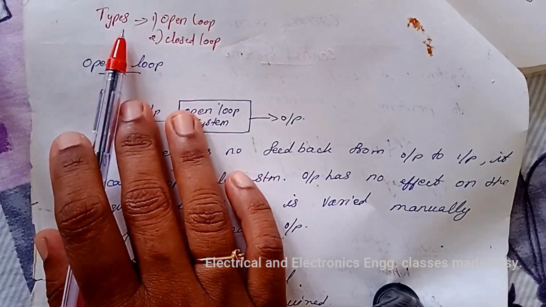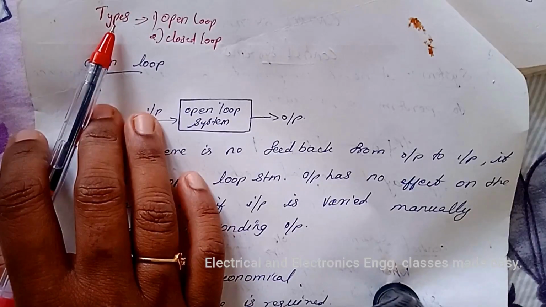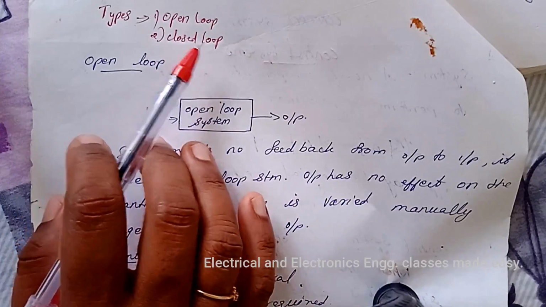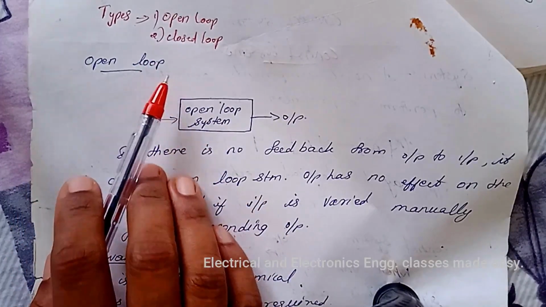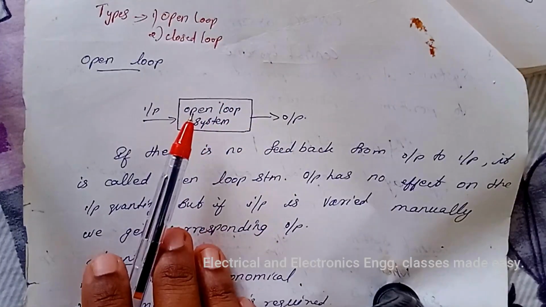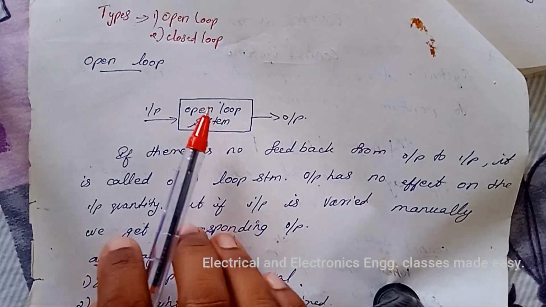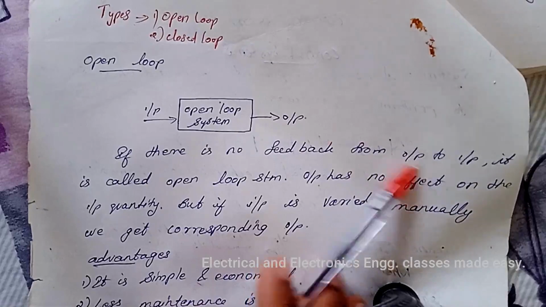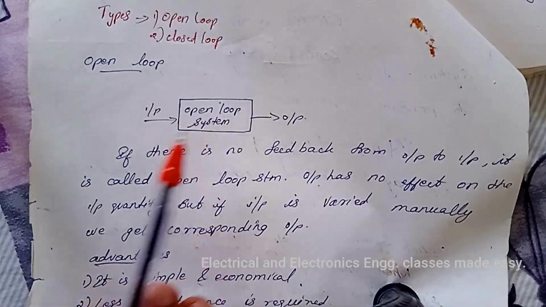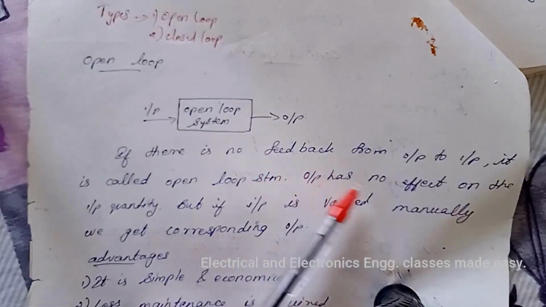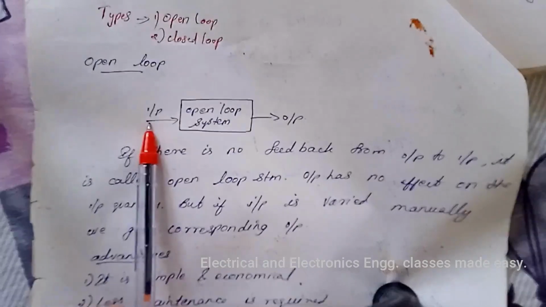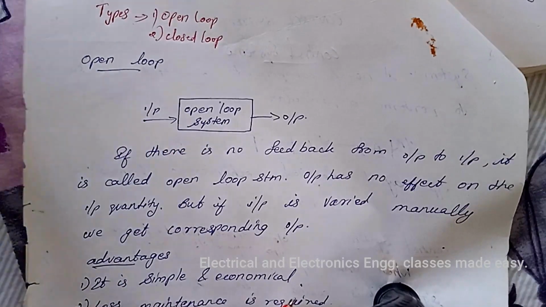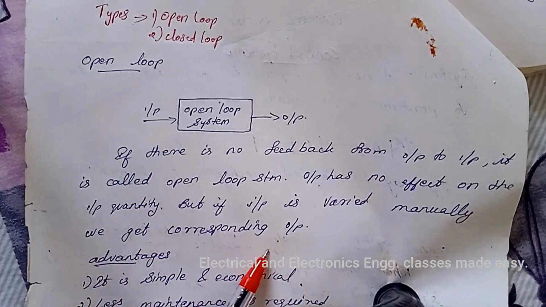Next is the types of control systems. There are two types of control systems, open loop system and closed loop system. First one is open loop system. So this is the diagram for open loop system. If there is no feedback from the output to input, it is called open loop system. So here the output has no effect on the input quantity. But if the input is varied manually, we get the corresponding output.